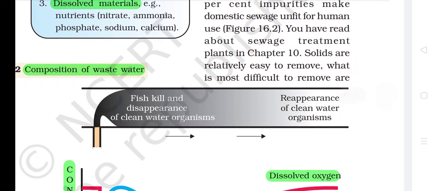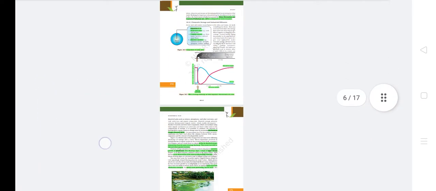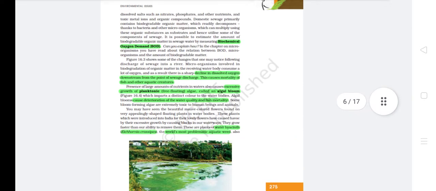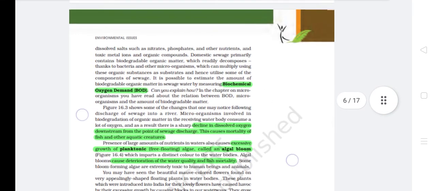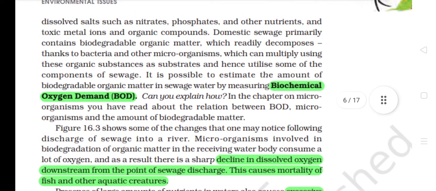Solids are relatively easy to remove. What is most difficult to remove are dissolved salts such as nitrates, phosphates, and other nutrients, and toxic metal ions and organic compounds.